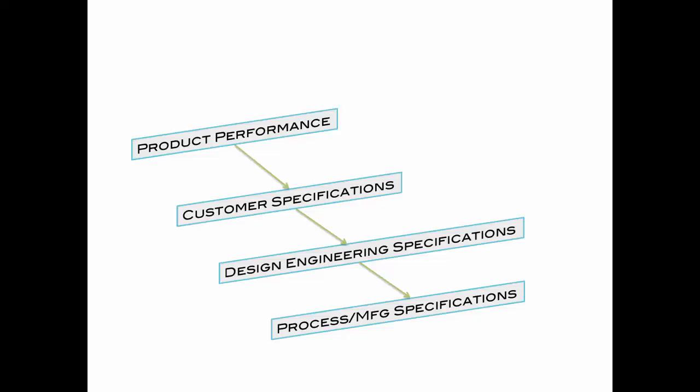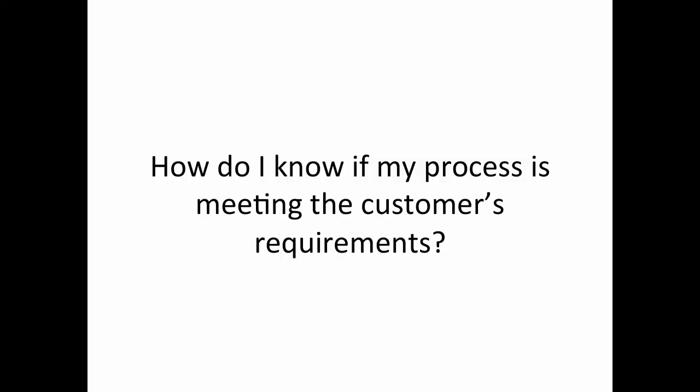Now that our production line is up and running and creating, let's say, our foam seats, a very important question to ask: are those foam seats meeting the specifications of the customer? Are they meeting the design specifications? How do I know if my process is meeting the customer's requirements? Are there certain tests that I can do? Are there certain samples that I can take or measurements that I can take?